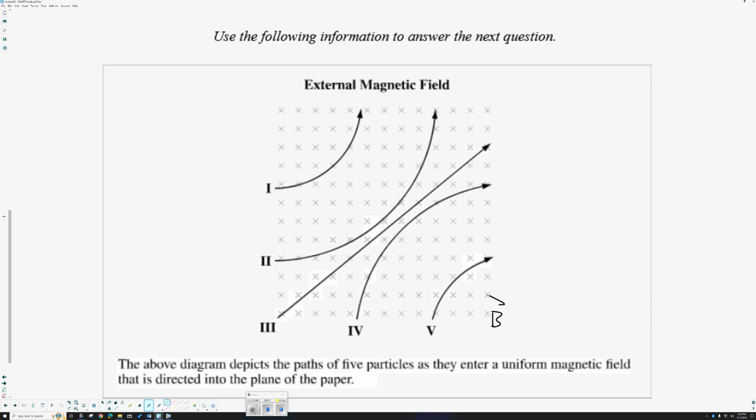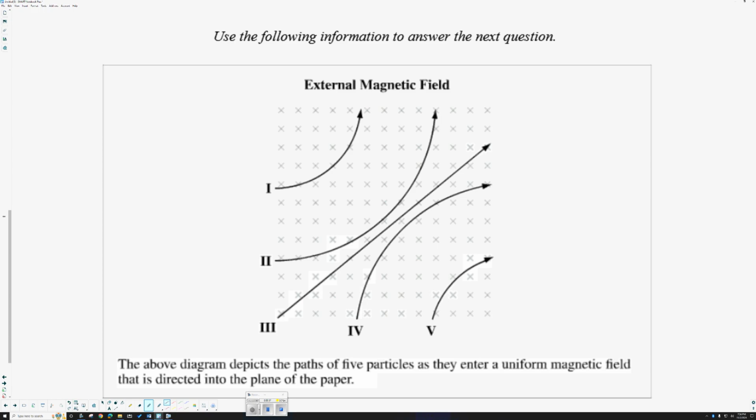So let's guess that particle 5 is a proton. If we stick our right thumb in the direction of the particle, and then our fingers in the direction of the field, into the page, my palm is going to point this way. Well, a force this way is not going to cause it to be deflected this way. Looks like we guessed wrong.